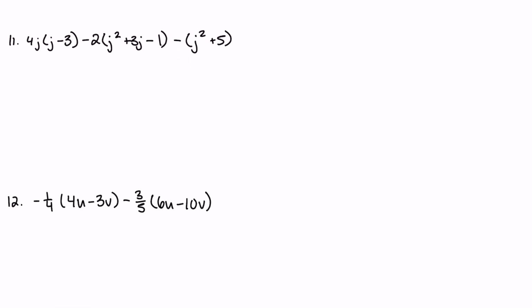For question 11, we have something that needs to be distributed here, something that needs to be distributed here, and also some more distribution here. So 3 things. So let's start with the one on the left. So 4j times j is going to give us 4j squared, and 4j times -3 is going to give us -12j. -2 times j squared is going to give us -2j squared.